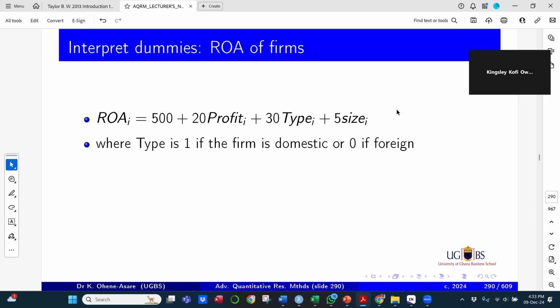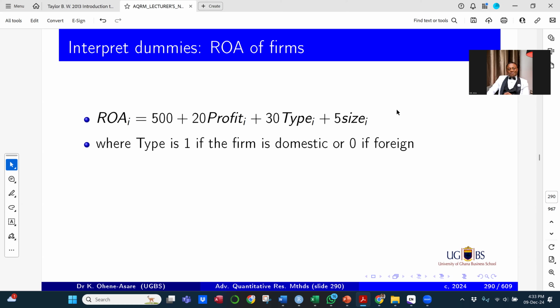Kingsley? So, Doc, on average, given profit and size of the firm, the ROA is expected to increase by 30 if the firm is a foreign firm and it's a domestic firm, but 0 if otherwise. That's wrong. You can try another.